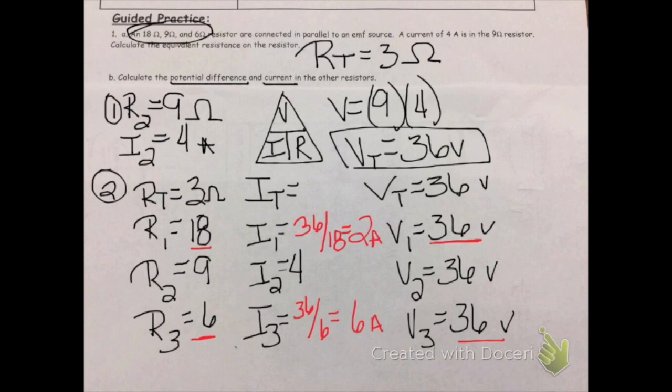Now we have 6 amps, 4 amps, 2 amps. If you look at your formula, you know the I's are all added together. So your total for your I's is going to be 2 plus 4 plus 6, which comes up to 12. Or the other way you could do that is to plug this and this into your formula, so you end up with 36 divided by 3, which also equals 12.